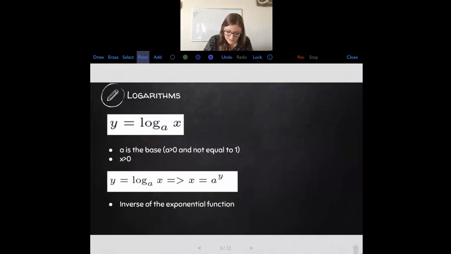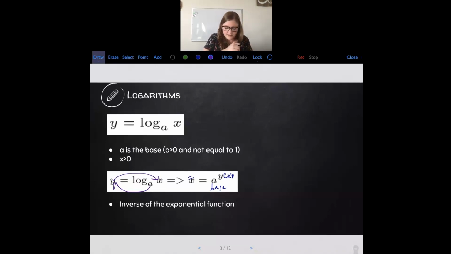So there's a connection between logarithms and exponents. If we have y equals log base a of x, we can write that as x is equal to a to the power of y. Notice here that this is the base, this is the exponent, and x is what it's equal to. So this is how we will be able to convert between exponential and logarithmic equations, as well as evaluate logarithms. And a logarithm is actually the inverse of the exponential function.